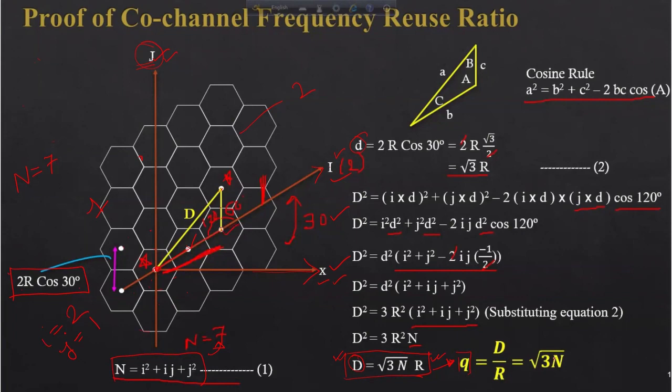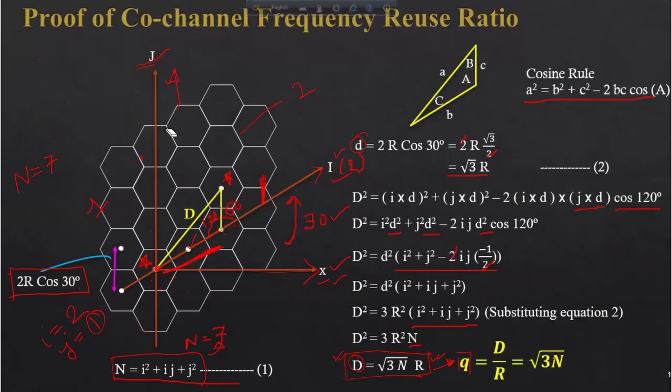Then from this point, I have to go in the j direction. How many units will I go? I will go 1 unit, because the value of j is equal to 1. The j direction is this way. So I go 1 unit through this j direction and I will get this point.